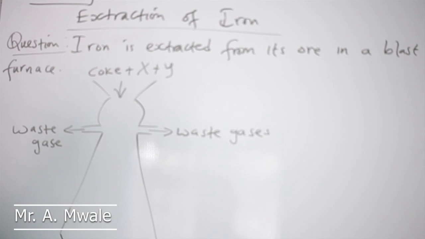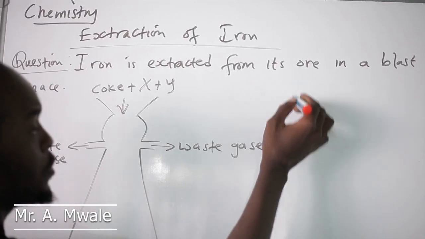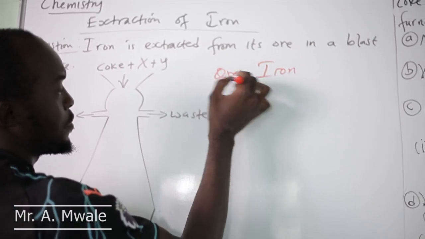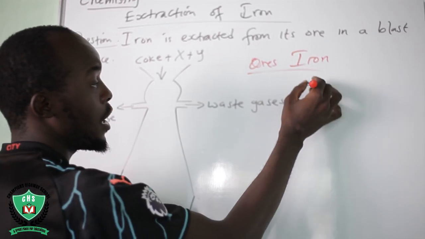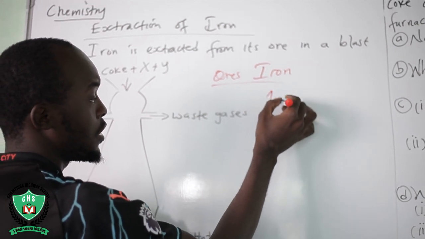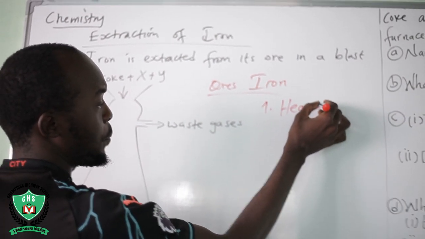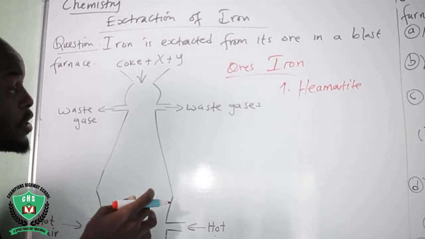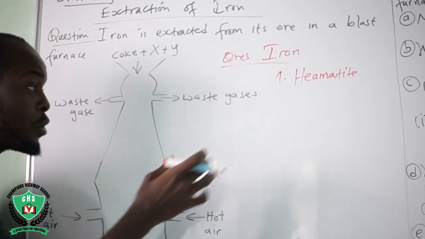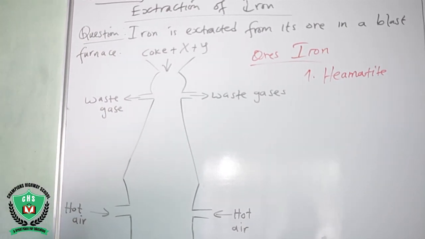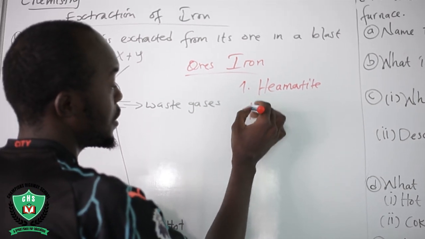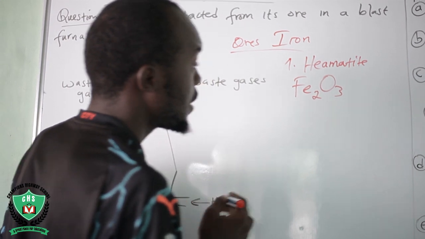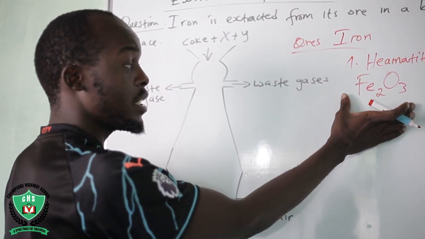So the first thing you're supposed to know are the ores of iron. One, we have what we call hematite. This is one of the ores of iron. The chemical name for hematite is iron 3 oxide.